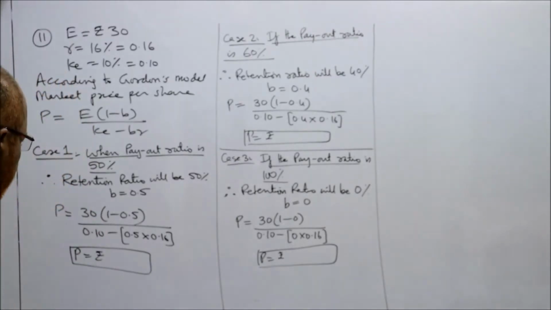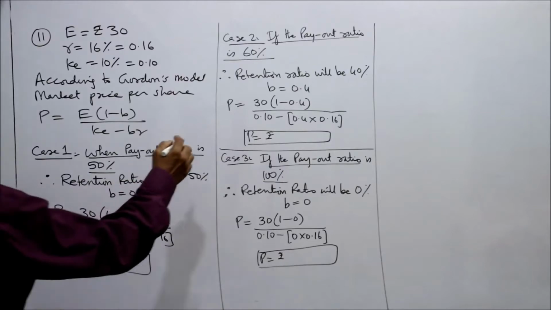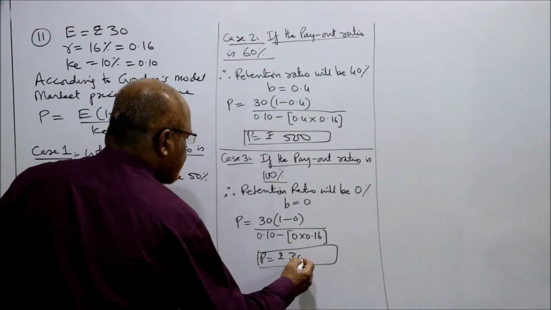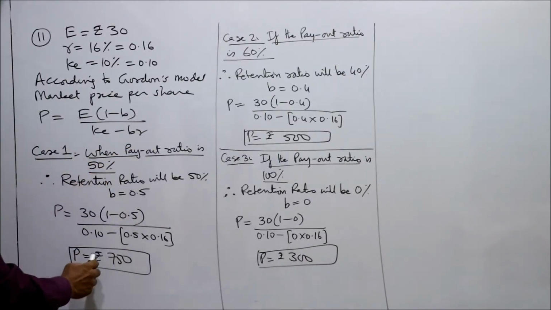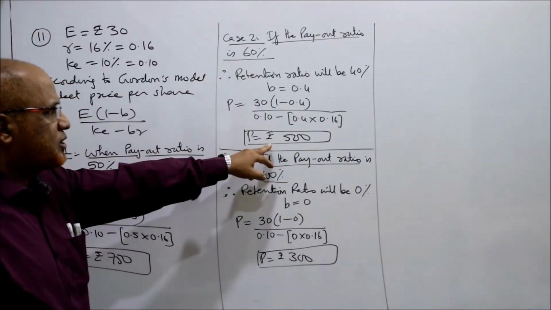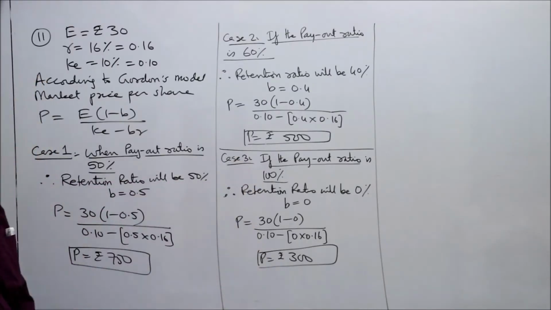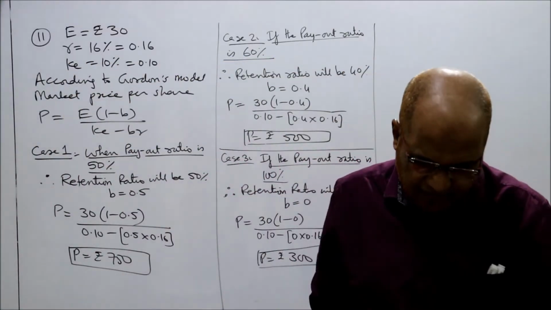First case, it is 750. Second case, it is 500. And third case, it is rupees 300. That's it. Make your calculations and see the answer. You will get the answer 750 in the first case. When the payout ratio is 50%, market price per share is 750. When the payout ratio is 60%, market price per share is 500. When the payout ratio is 100%, then market price per share is 300. This is the problem number 11.